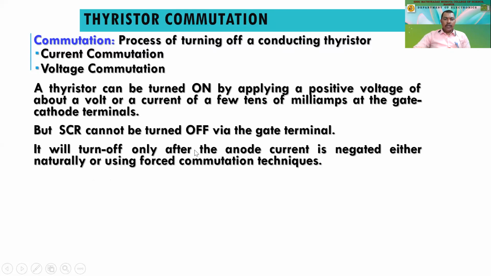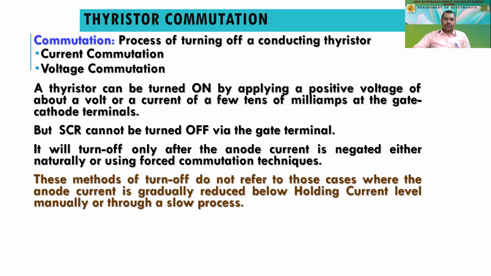If we turn off only after the anode current is negated, either naturally or using a forced commutation technique. So if you reverse the anode current, then only it can be switched off, or we can have another circuitry which we call a forced commutation technique. These methods of turn off do not refer to those cases where the anode current is gradually reduced below the holding current level manually or through a slow process, right?